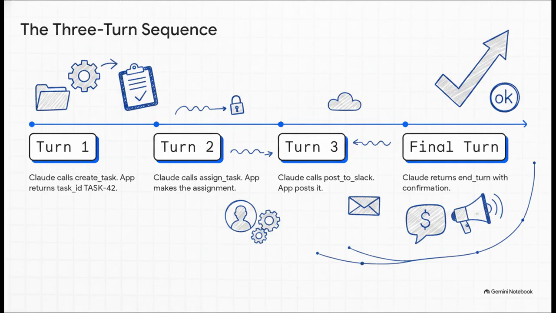In turn 1, Claude calls the create task tool. Your app does the work and hands back a new task ID, task 42. Now in turn 2, Claude automatically grabs that exact ID, task 42, and feeds it right into the assign task tool along with Alice's email. Turn 3, it hits the Slack tool to announce task 42 to the team. And finally, Claude serves up an end turn confirmation to the user. Claude managed the state perfectly across every single turn, adapting every call based on what happened just before.